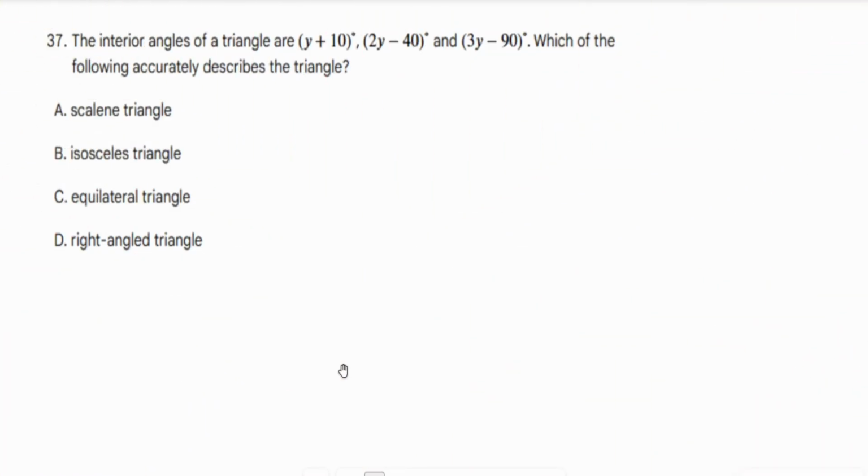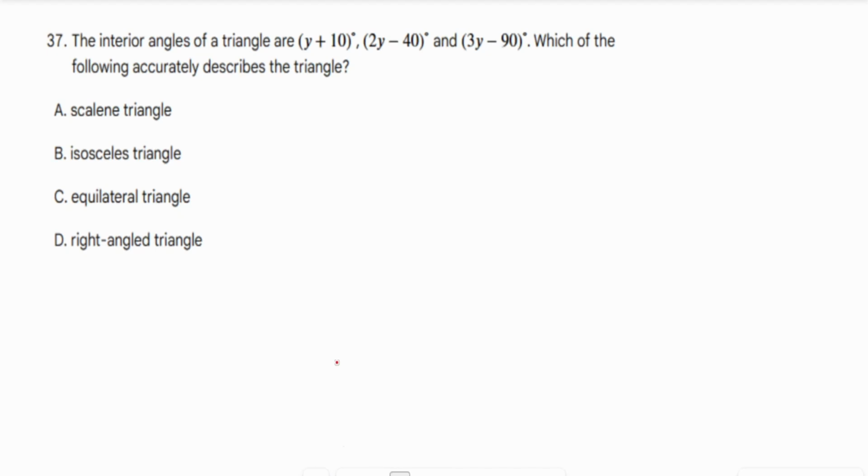Question 37 reads that the interior angles of a triangle are Y plus 10 degrees, 2Y minus 40 degrees, and 3Y minus 90 degrees. Which of the following accurately describes the triangle? Option A is scalene triangle. Option B, isosceles triangle. Option C, equilateral triangle. And D, right-angled triangle.